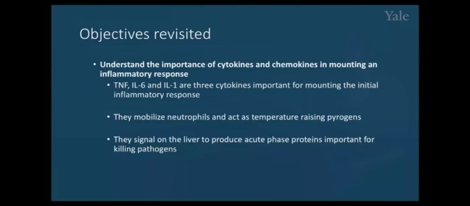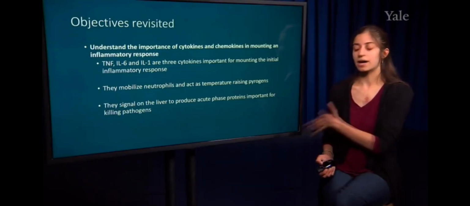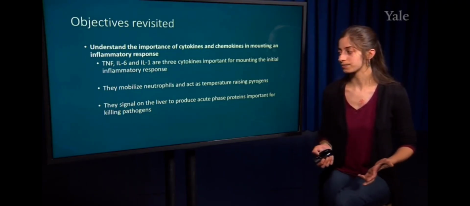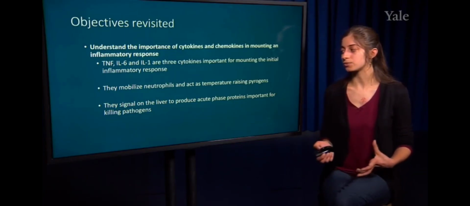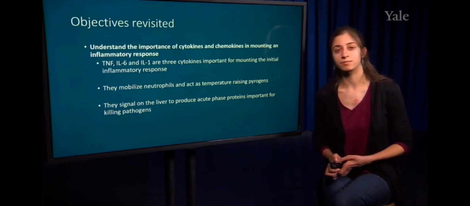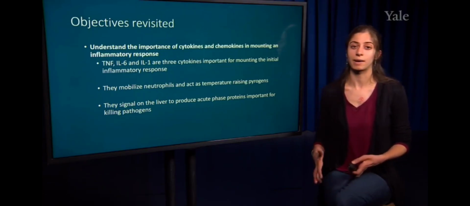In our third objective, we strove to understand the importance of cytokines and chemokines in mounting an inflammatory response. We learned about 3 very important innate cytokines, TNF, IL-6, and IL-1, that are important for mounting the initial inflammatory response. We learned about how they mobilize neutrophils from the bone marrow and increase the temperature of the host, and also how they signal on the liver to produce acute phase proteins important for killing pathogens. We also went through some of the important adaptive immune cytokines, many of which you heard of in earlier and will hear about in later lectures.